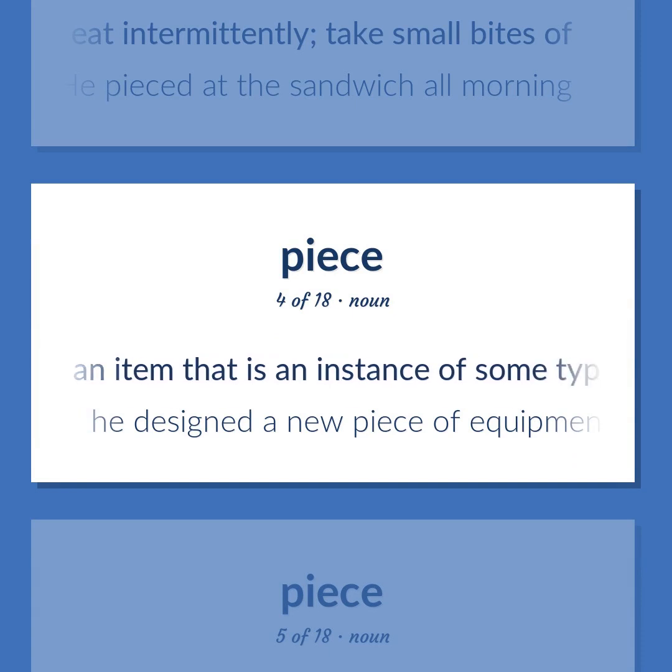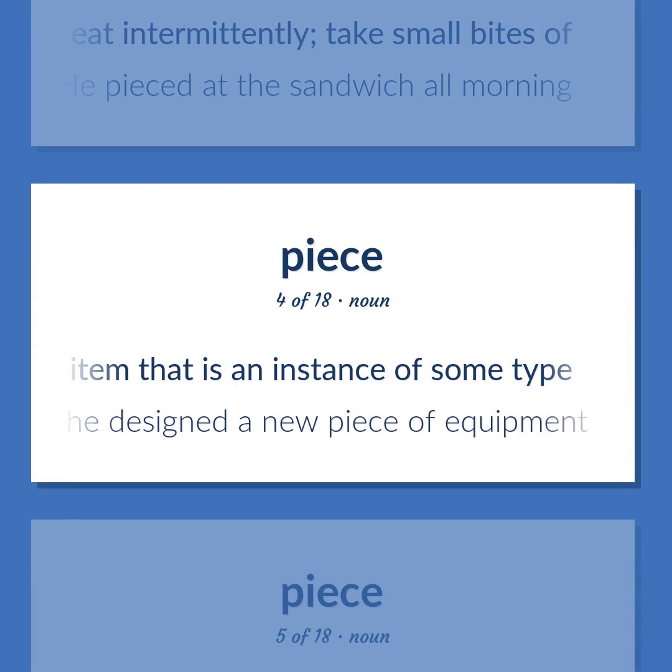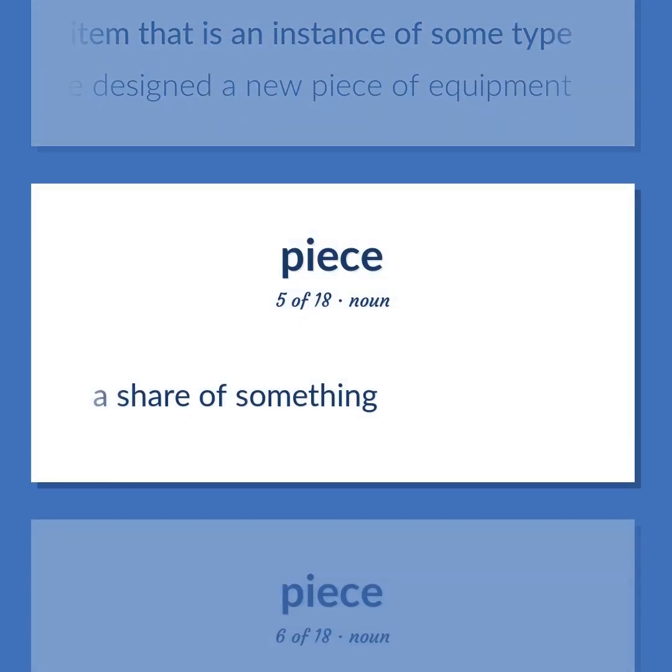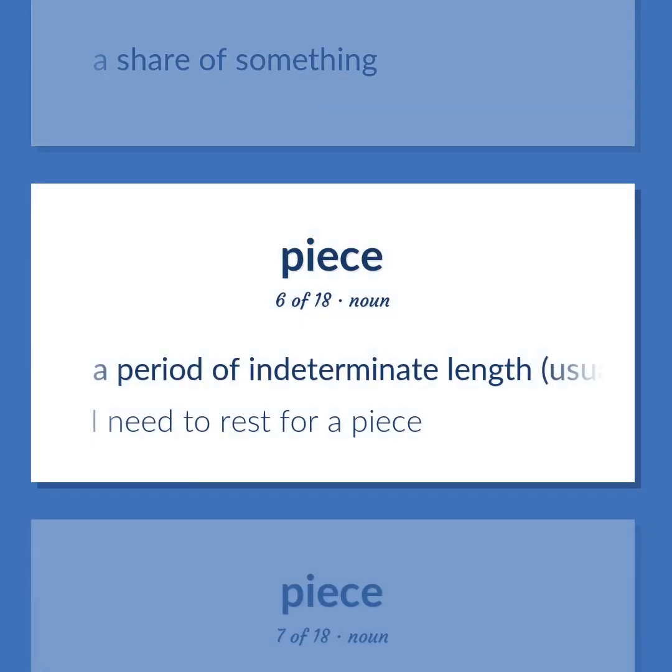An item that is an instance of some type. He designed a new piece of equipment. A share of something. A period of indeterminate length, usually short, marked by some action or condition. I need to rest for a piece.